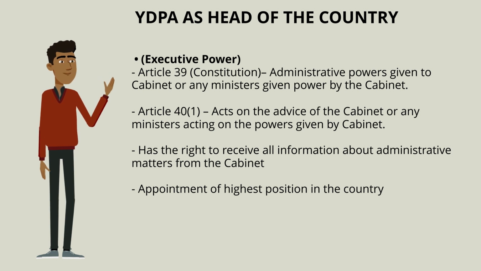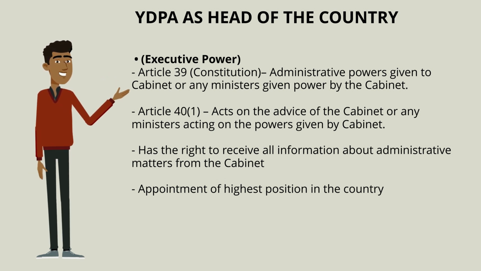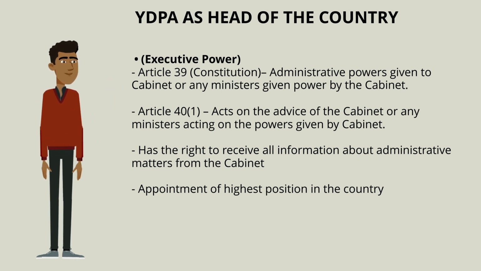YDPA as head of the country. Executive power, Article 39, Constitution. Administrative power is given to the cabinet or a minister given power by the cabinet. Article 41: acts on the advice of the cabinet or any minister acting on the power given by the cabinet. Has the right to receive all information on administrative matters from the cabinet. Appointment of the highest positions in the country.